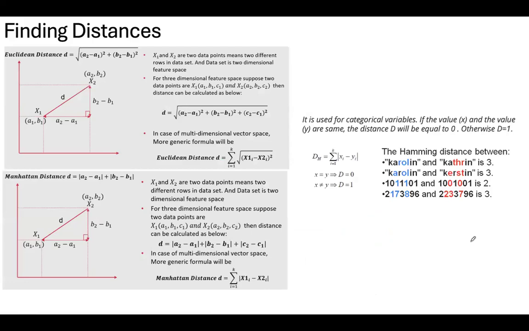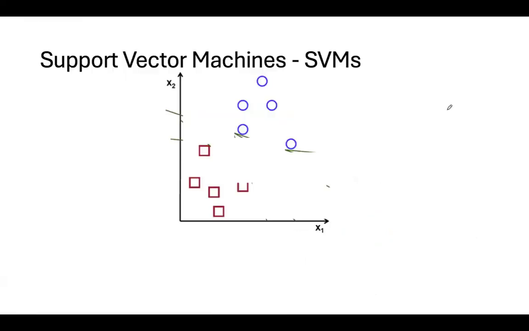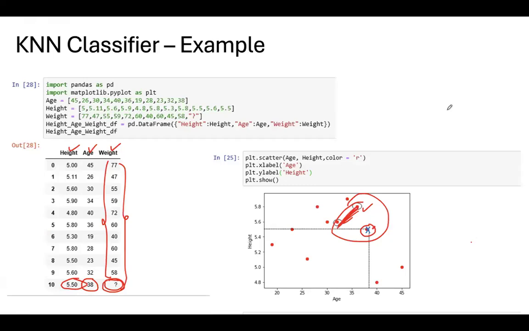So before I move on, these are the methods to calculate the distances. You can calculate the Euclidean distance. You can calculate the Manhattan distance, and if it is a categorical variable, you can calculate the Hamming distance. So I guess these two methods are enough for our discussion.